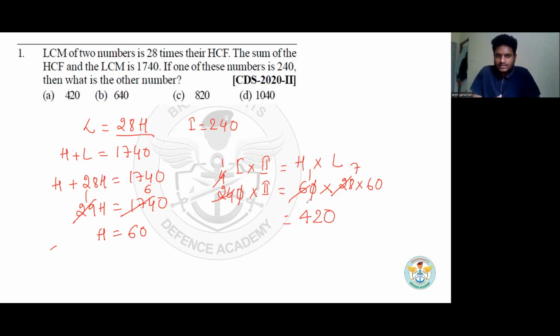Understanding how we are solving this? This is a very simple sum. What we are doing here is taking all the given parts. LCM was given as 28 into HCF, and the sum of HCF and LCM was given. Then we found out the HCF, and we substituted it in our regular relationship concept. Understood?